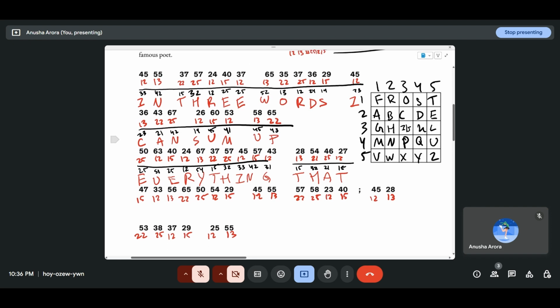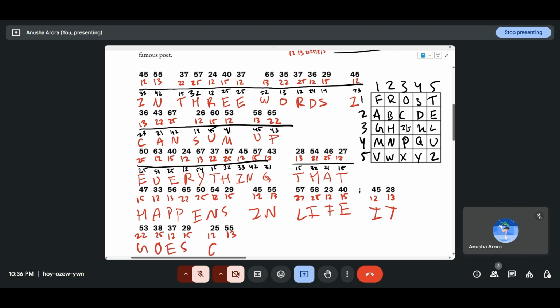So you can keep going. In three words, I can sum up everything that happens in life. If you're wondering what the rest is, it keeps, oh, sorry, it goes on. Okay, so that's how you do a Nihilist cipher.